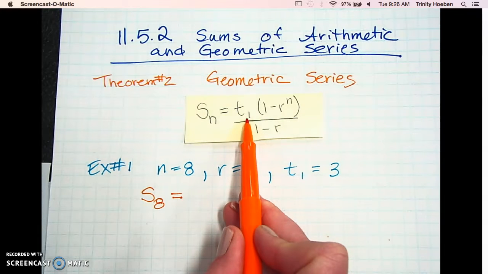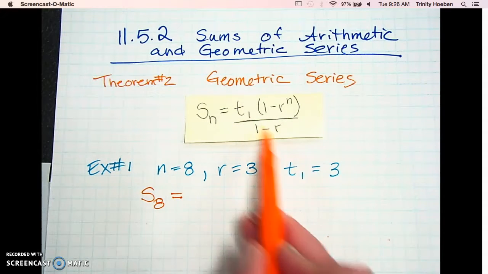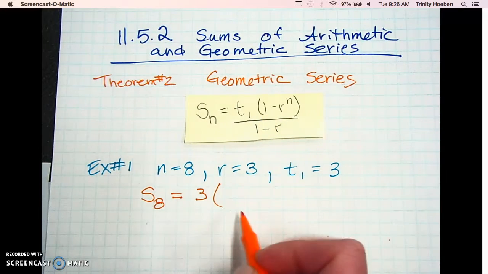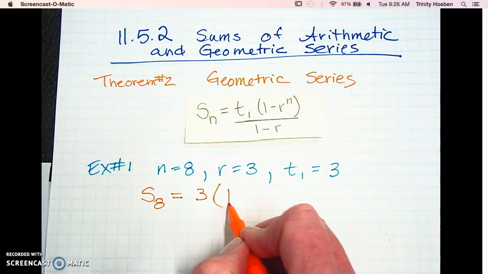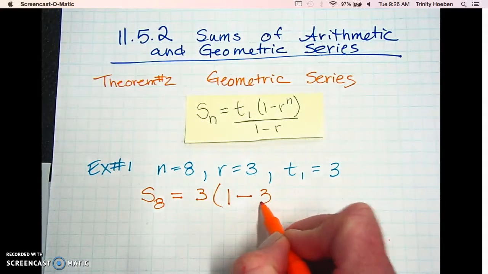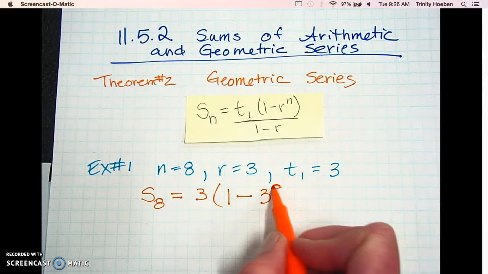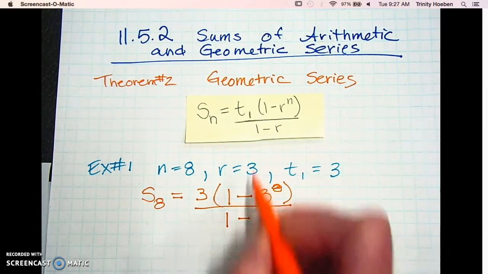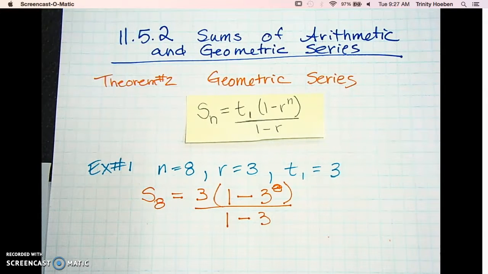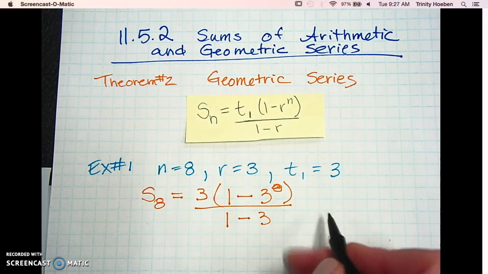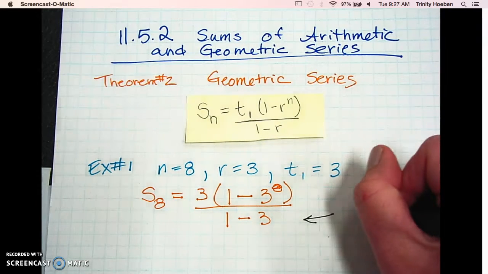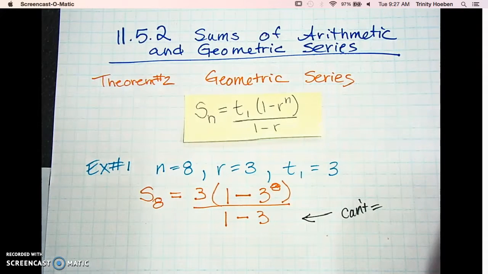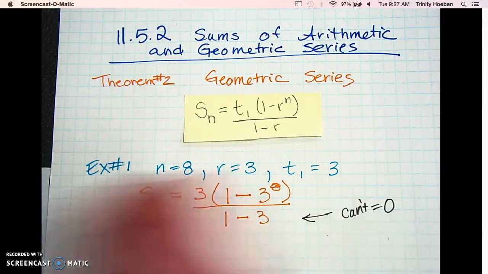And then the first number we want to plug in is the value for the first term, which they give us is 3. And then the formula calls for 1 minus r to the n. So 1 minus r they give you, which is 3, to the power of n, which is 8, all over 1 minus r. So 1 minus 3. Okay. One thing you should know here is this denominator can't equal what? Denominators can never equal 0. Okay?